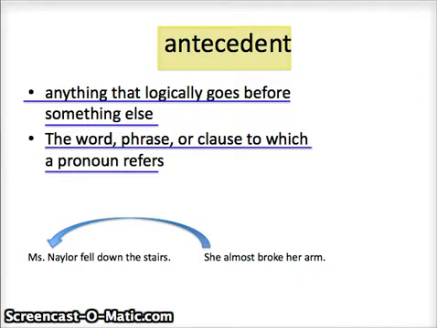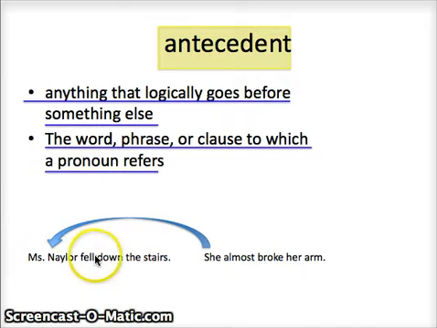Our next word is antecedent, so it has that root ante, meaning before, and sed, meaning to go. You're going to need to know that root too. It is a noun. It has two very related meanings. The first one is anything that logically goes before something else. For example, cricket is the antecedent of baseball. Cricket came before baseball. The game baseball probably came from cricket, right? It came before.